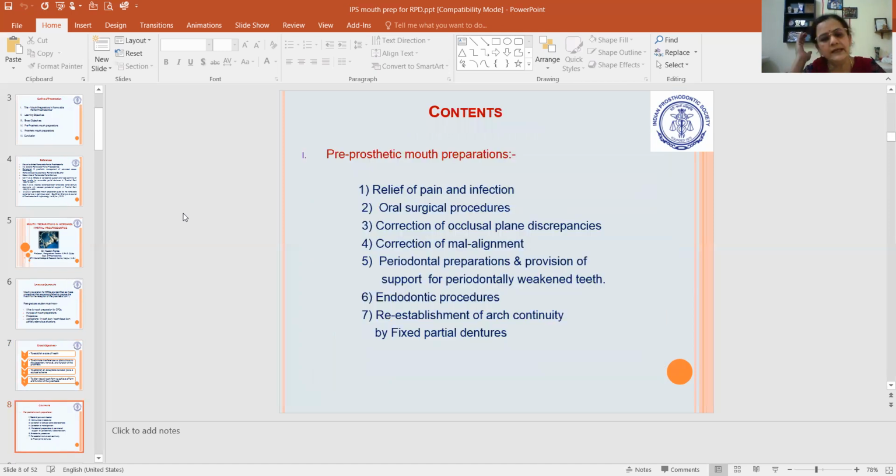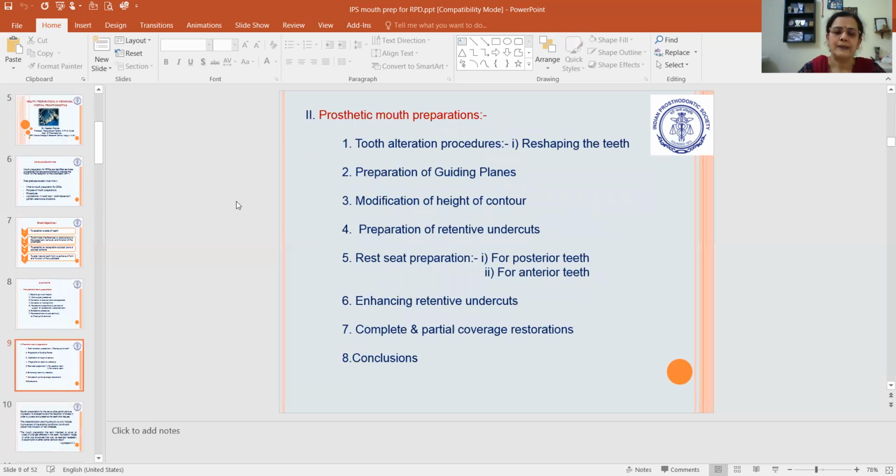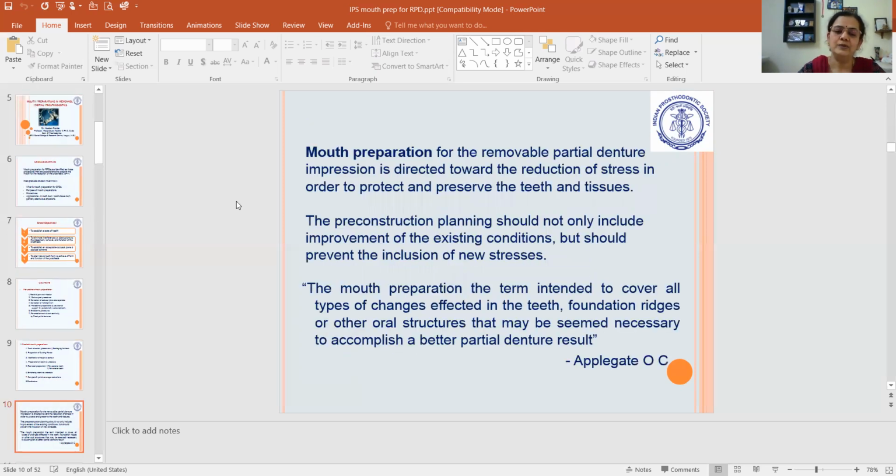So the topic is divided into following contents. There are broadly classified pre-prosthetic mouth preparations and prosthetic mouth preparations. So mouth preparations. Once after the diagnosis and treatment planning and the clinical and radiological examination, we come to the conclusion that the patient or the individual is the suitable candidate for cast partial denture.